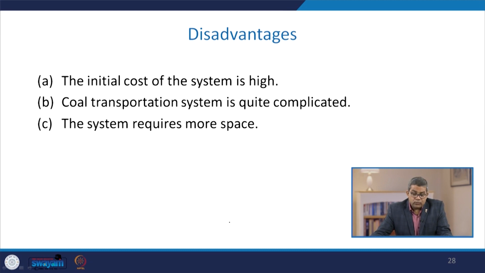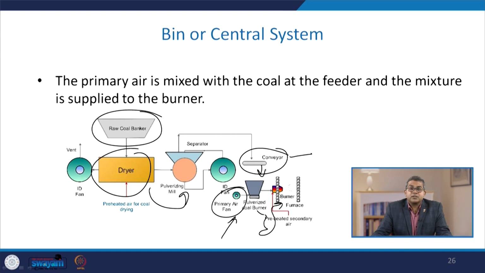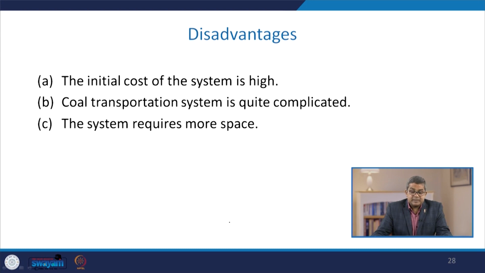Then the coal transportation system is again very complicated, and you see in the figure that this system requires more and more space. So ultimately, when we talk about the other aspects or the plant in totality, this again contributes a lot to the economics.